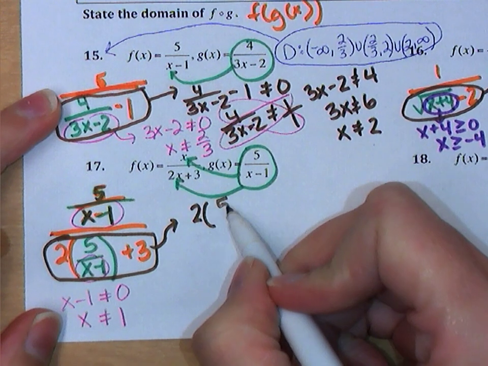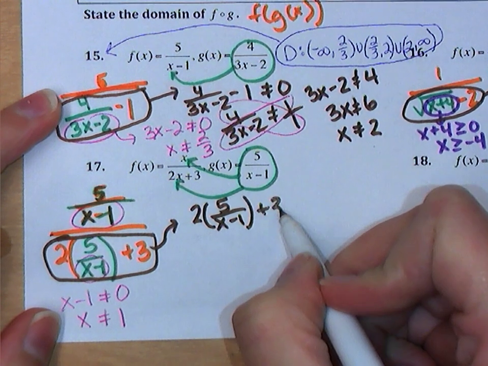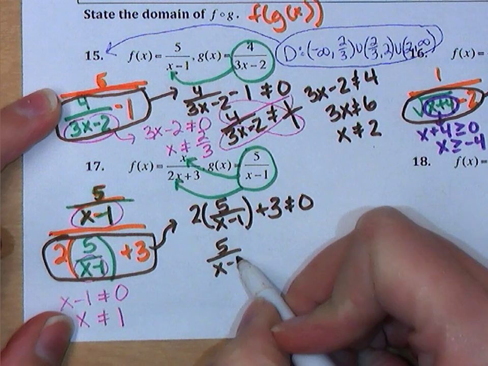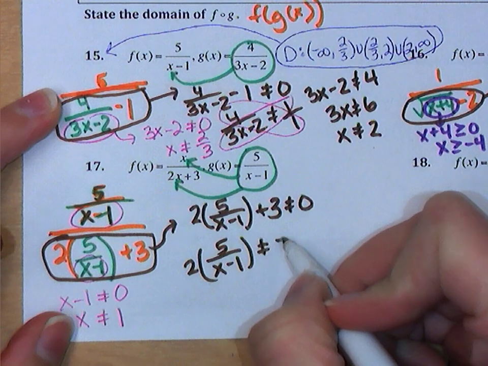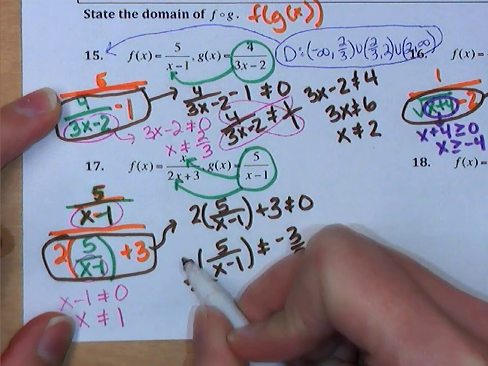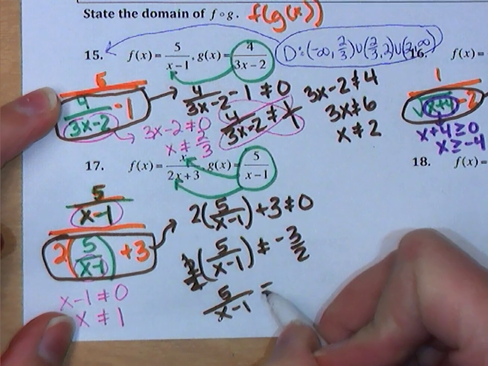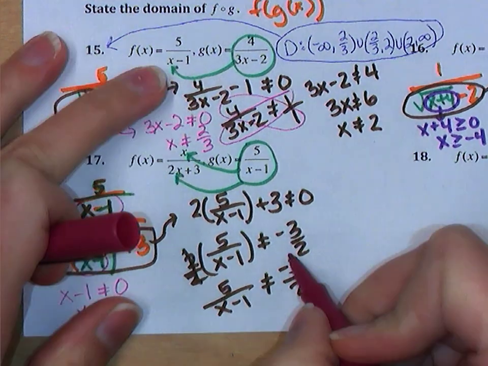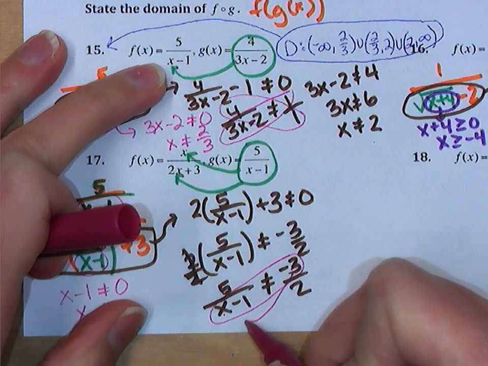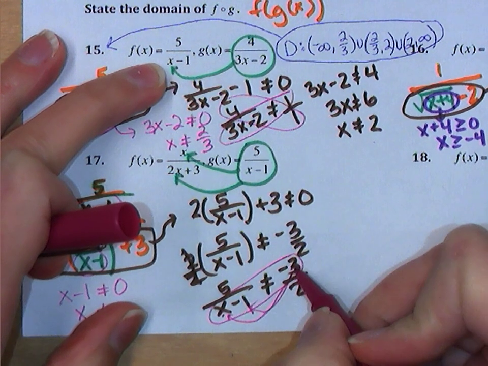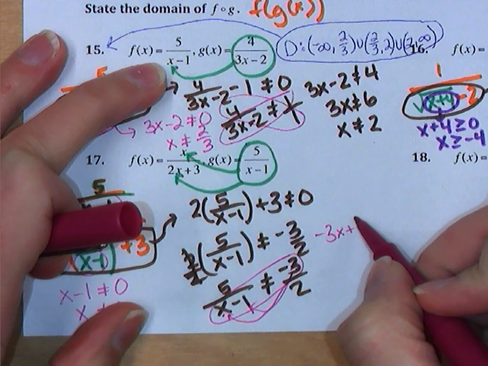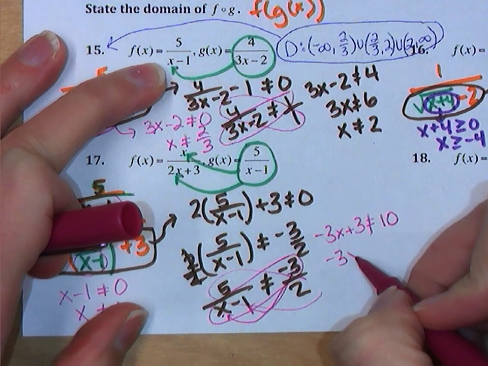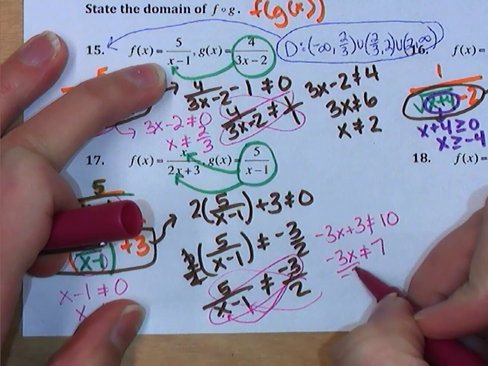2 times 5 over x minus 1 plus 3 cannot equal 0. Subtract 3. Divide by 2. You might want to just do that cross multiply again. Just make sure you distribute that negative 3 through there. So negative 3x plus 3 cannot equal 10. Subtract 3. X cannot equal negative 7/3.